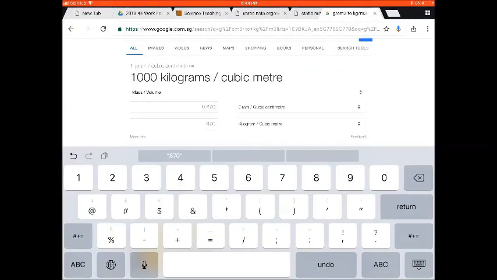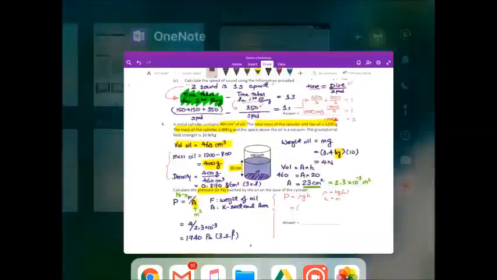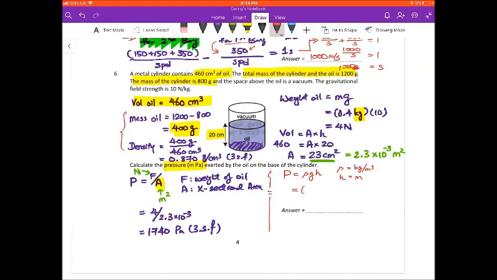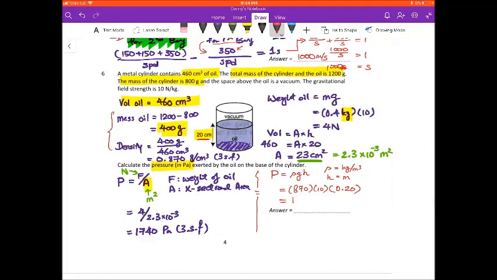So it will come to 870 kg per meter cube. So now I go back here. I know this is 8. Okay, sorry. So this is now 870 times 10. This height is in cm, so change it to meter. Okay, so if I press the calculator, I will get 1740 Pa. Ta-da! Same value. Okay?